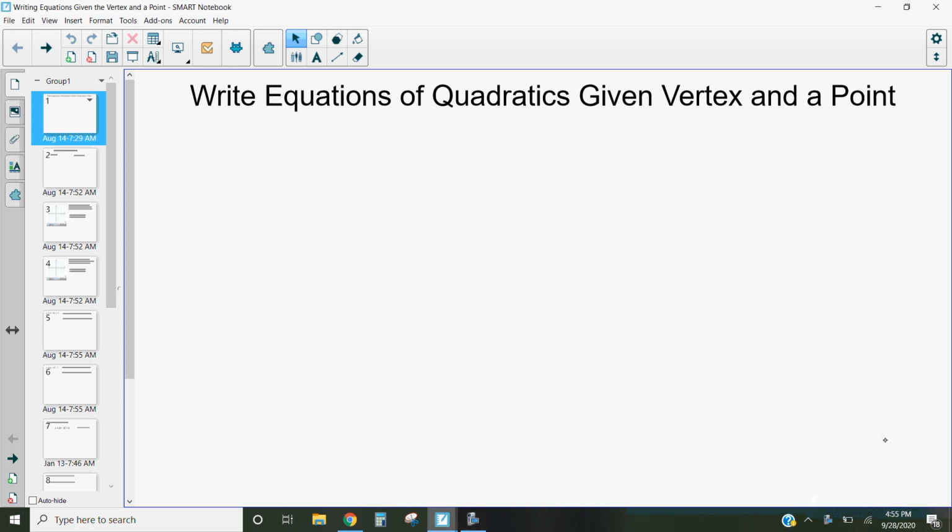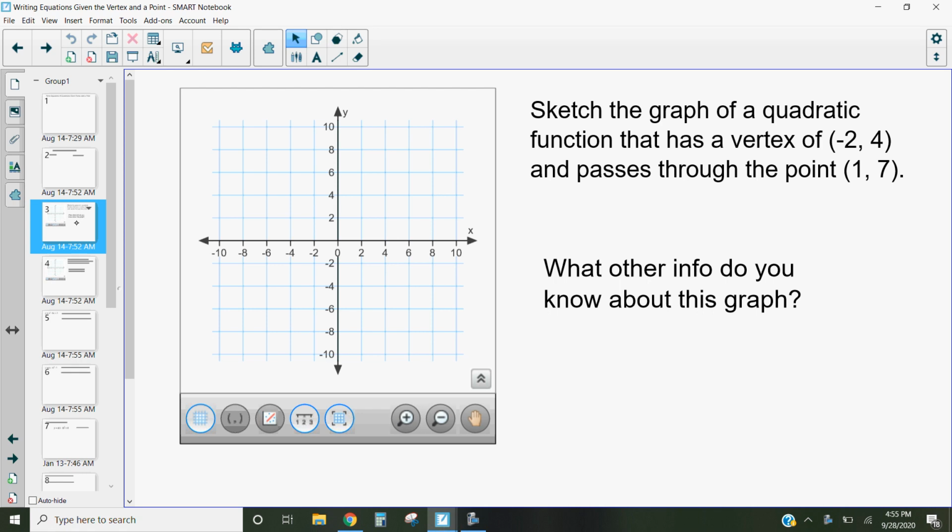Hi, this is Mrs. Kidman, and in this video, we're going to be talking about writing equations of quadratics when we're given just a vertex and a point. So what that means is, let's take a look at this graph here and see what happens. What do we know about a quadratic when we just know its vertex and a point?